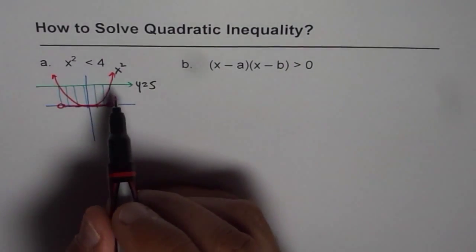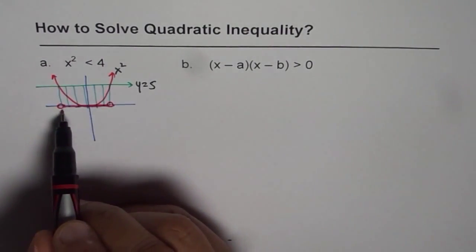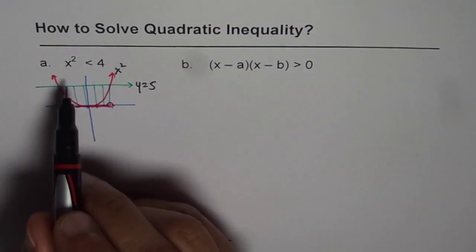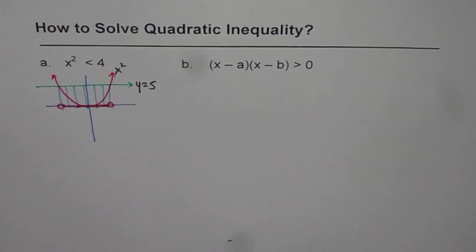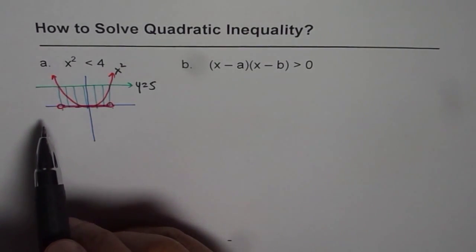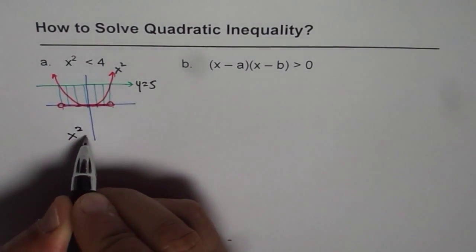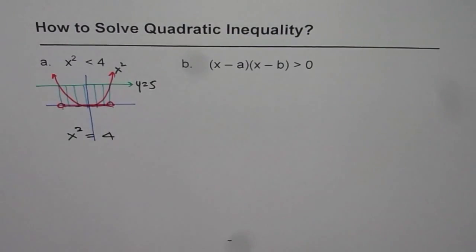Now, the idea is to figure out where x squared is equal to 4, since these 2 points are the points where x squared is equal to 4. So in solving inequalities for quadratic equations, or for any polynomial for that matter, we actually solve for equal to first and then figure out the interval where the inequality is satisfied. So now the question boils down to solving for x squared equals 4.